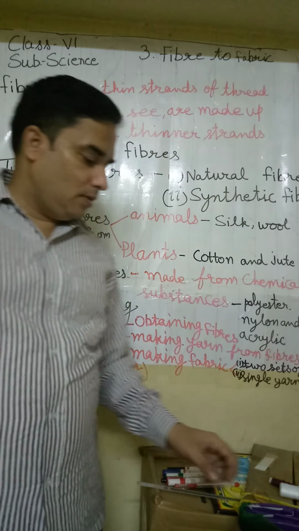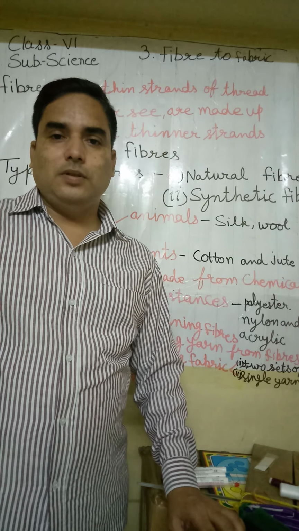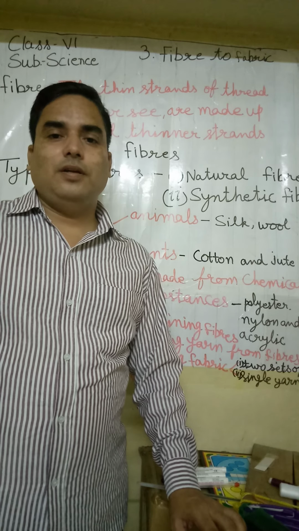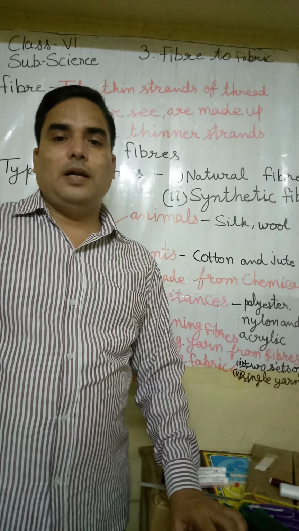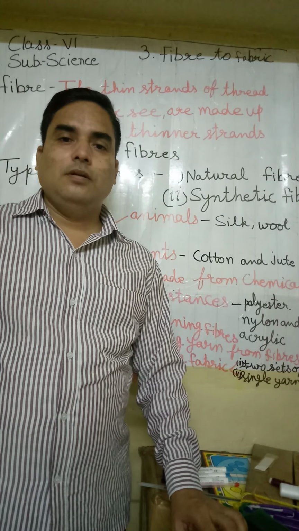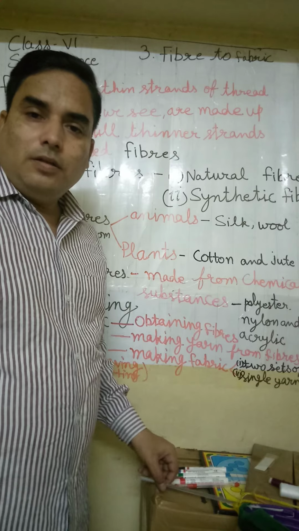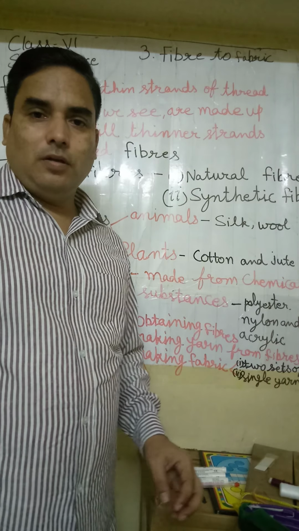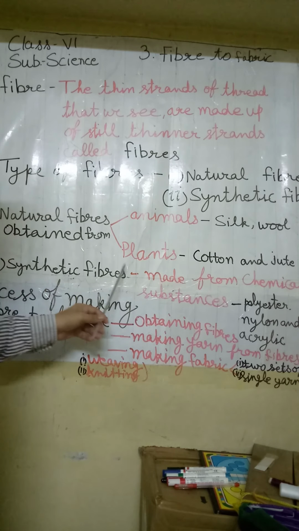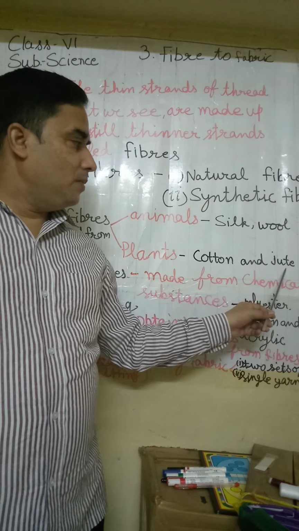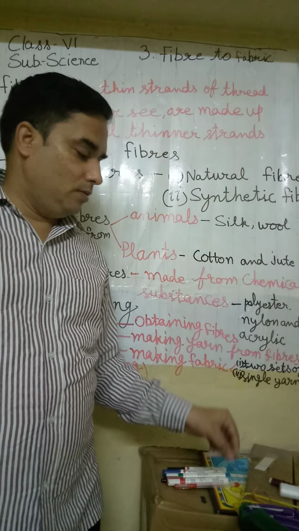In India, there are two types of fiber. First is natural fibers and second one is synthetic fibers. The natural fibers we get from plants and animals. Plants like the jute plant, we get jute fiber, and from the cotton plant we get cotton.